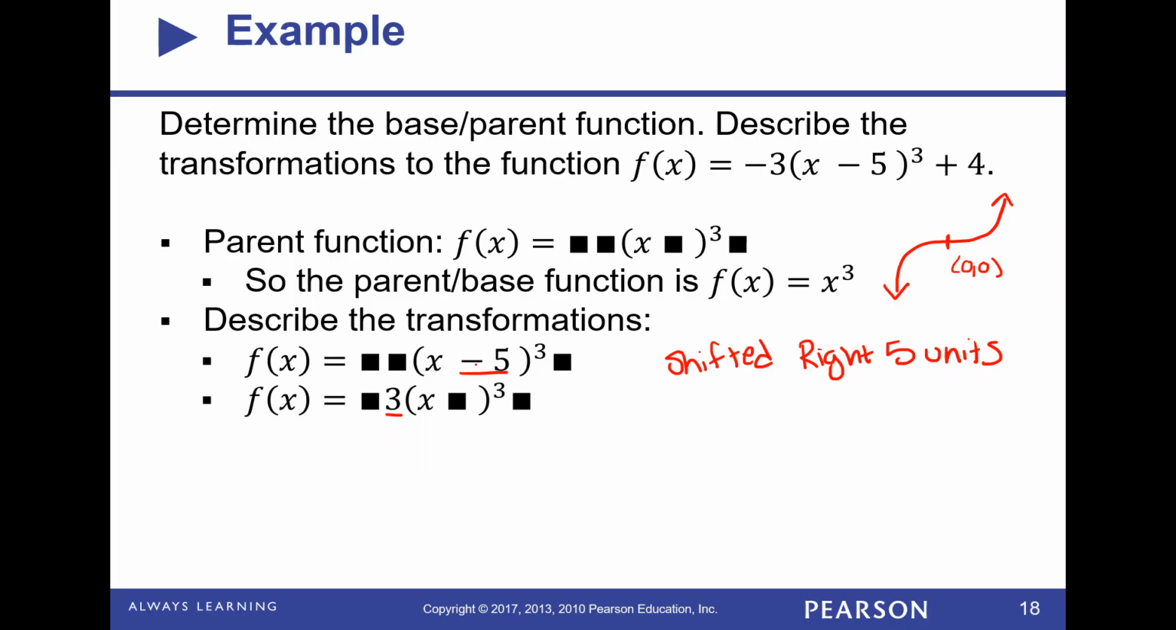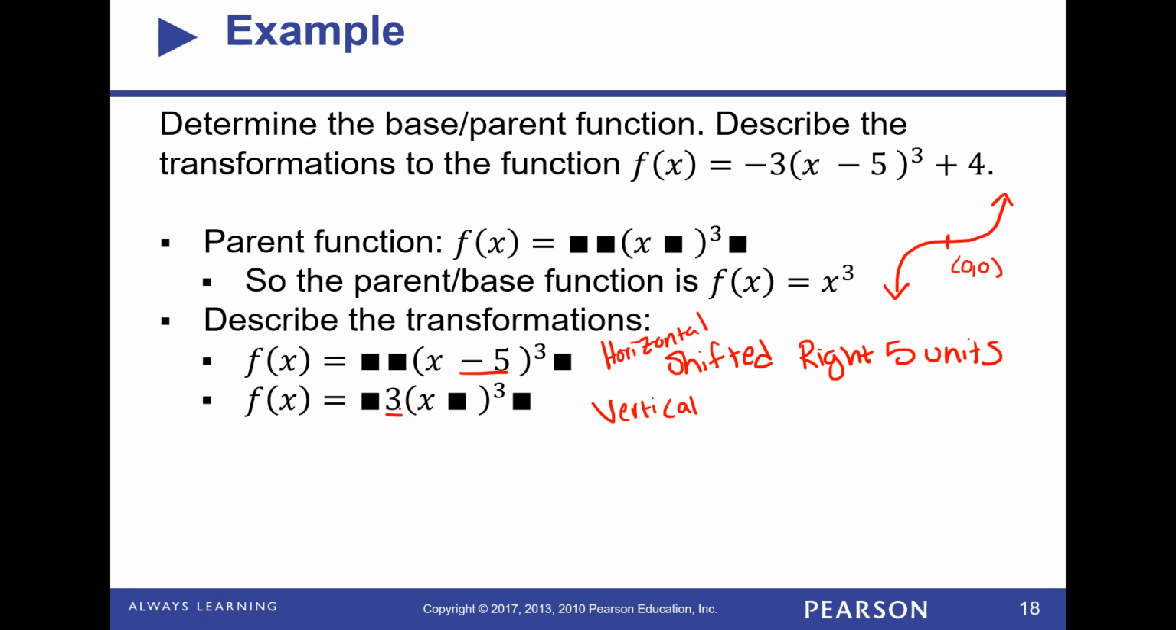Now, I'll give you a bit of a hint. Notice that 3 is outside of the parentheses or grouping symbols. So that right there tells me that it is a vertical. Anything inside is horizontal. Anything that is outside is always going to be vertical. Now, in our case here, it's vertical, but it's multiplying. So vertical is going to be a stretch or a compress when you multiply by a number outside the parentheses. So it's a vertical stretch or compress.